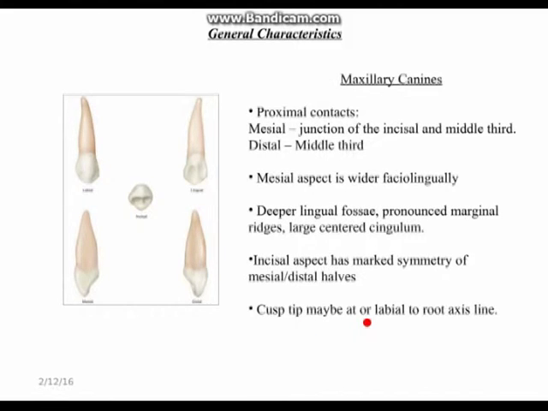Cusp tip may be at or labial to root axis line. So for the maxillary teeth in general, it's either going to be at the root axis line or it's going to be labial to it. It's never lingual like the mandibular teeth. That's another rule you've got to keep in mind. For the mandibular teeth, the incisal edges or the incisal tip is always going to be tipping lingually. For the maxillary, it's going to be either at the root axis line or positioned labially. Alright.